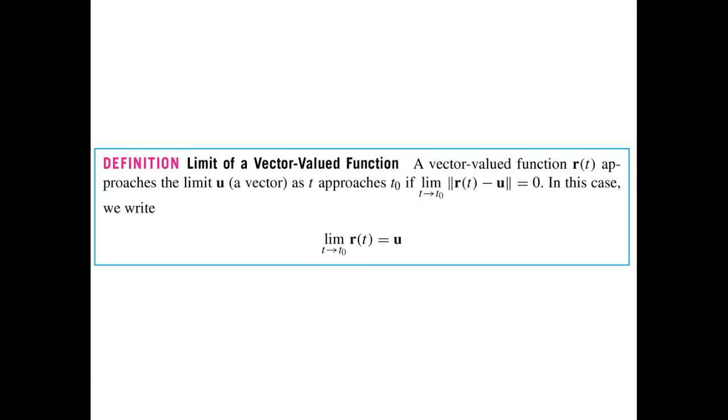Okay, limit of a vector valued function. Vector valued function r of t, that's a vector, approaches the limit u, which is also a vector now, not just a number, as t approaches t0, if the limit as t approaches t0 of the magnitude of r of t minus u is going to 0. In this case, we write the limit of r of t as t approaches t0 as being that vector u.